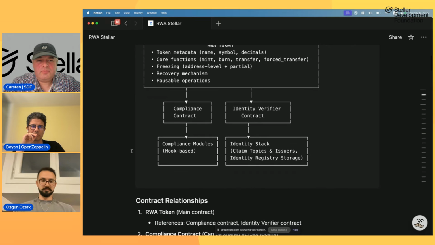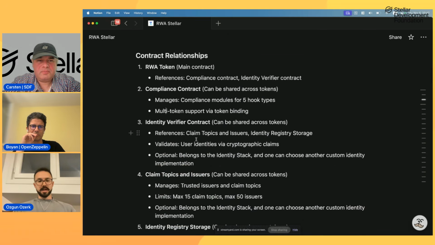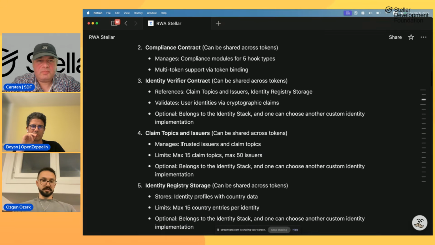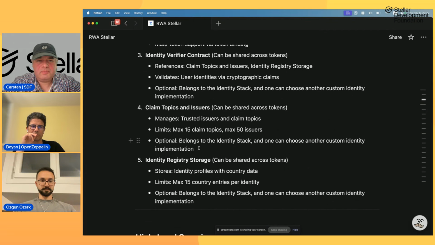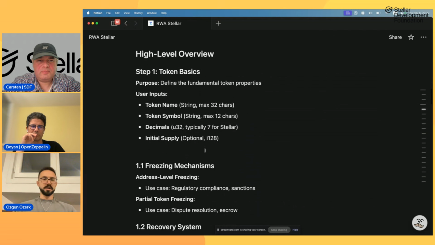I will give this example, which I like. Let's say you have Bank A and Bank B in your country, and since they are in the same country, probably the compliance that they need to obey will be the same. So they can use the same compliance in this case. Identity verifier, again, can be shared across multiple tokens. It validates the identity of the investors of this token. I will dive into this later, so let's skip for now.